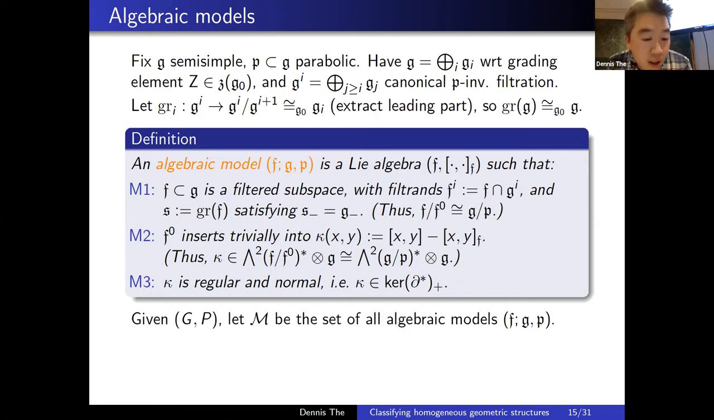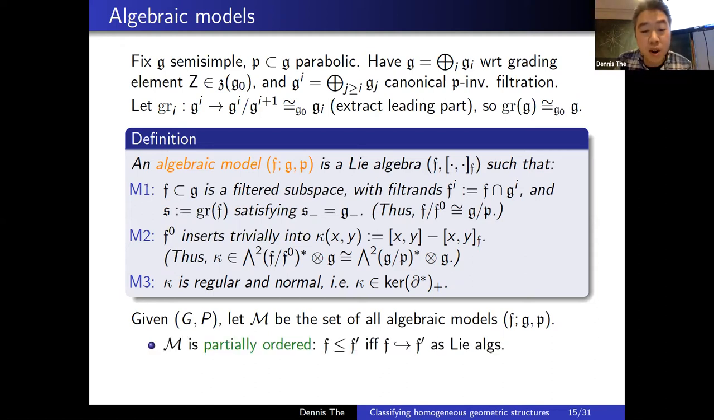Okay, so a couple observations before we apply this. Given G and P, so that's fixed, let M be the set of all algebraic models. First of all, it's a partially ordered set. If I have F, I'm going to define it to be less than or equal to F prime if I have a Lie algebra injection from F to F prime. You could think about this as F being not the optimal presentation where you have all symmetries present. In principle, you have more symmetries.